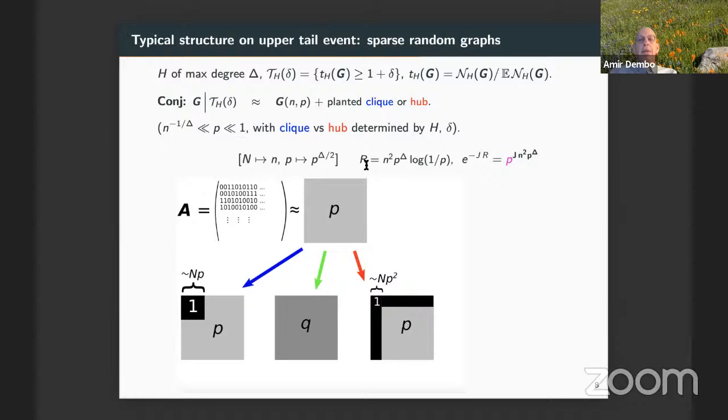Now, what determines the size and also what determines the scale? I want to remind you the scale of the large deviation was, I remind you, n squared p to the delta log 1 over p. Where is it coming from? Just count the area of the ones, okay?